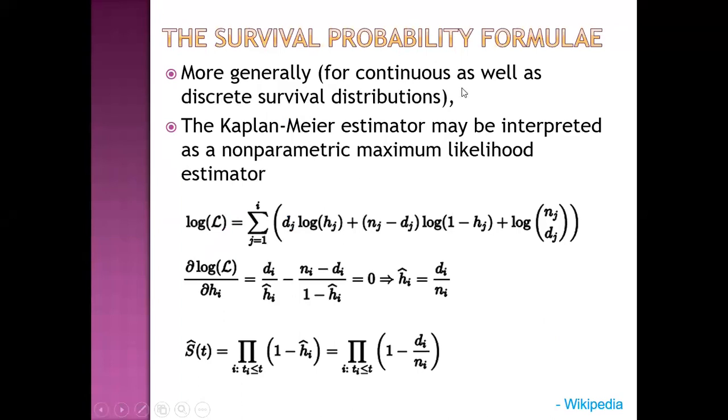More generally, for continuous as well as discrete survival distribution, the Kaplan Meier estimator may be interpreted as a non-parametric maximum likelihood estimator, because this is the likelihood estimator of our survival probability function. This is the log likelihood, and we equate it to 0 to get the maximum likelihood estimator. So we get a hazard function as this. So this is the survival function.